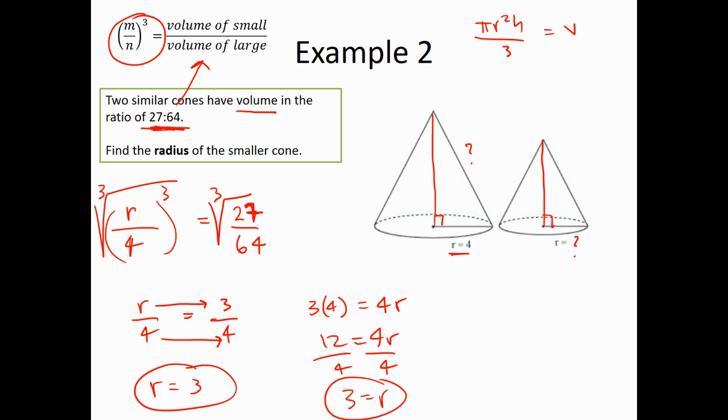Okay, so if you're given the ratio of the volumes, a shortcut would be to take that fraction and do the cube root, and then you can figure out that must be equal to the ratio of these two radii. Or I could have given you these heights as well. So that's it for 11.6.